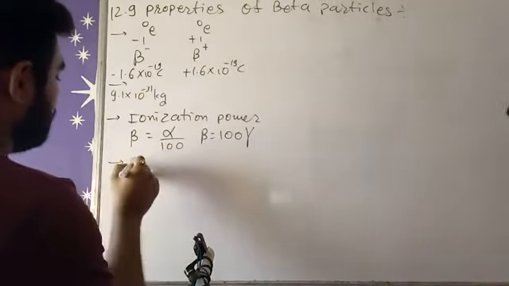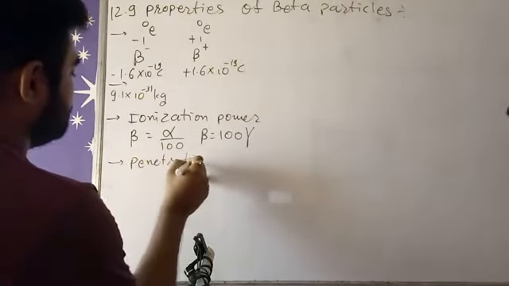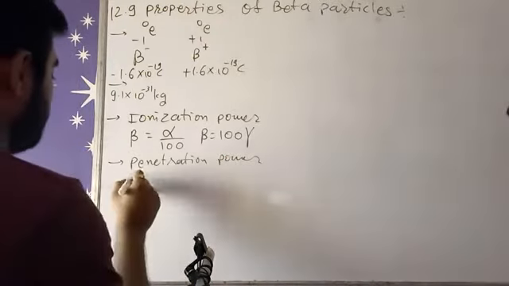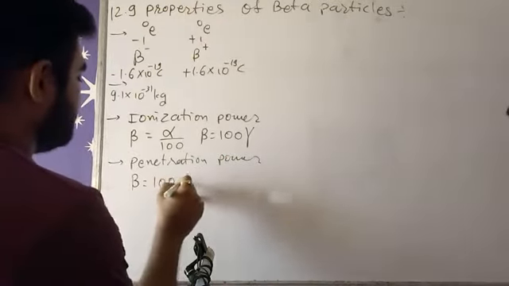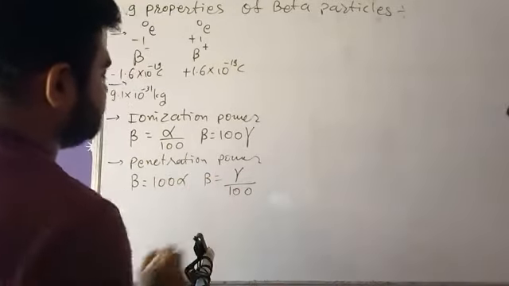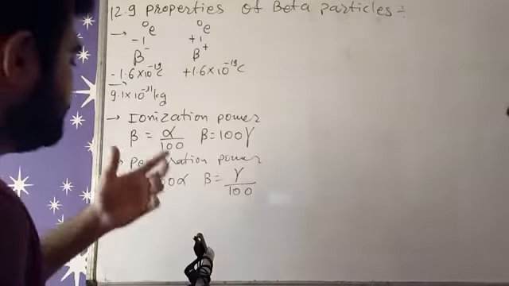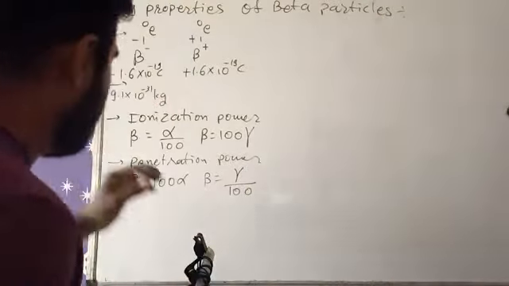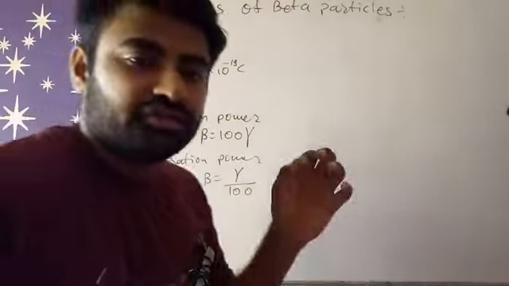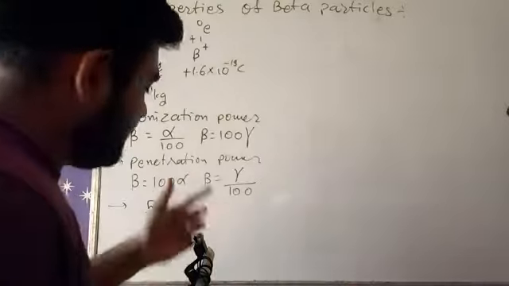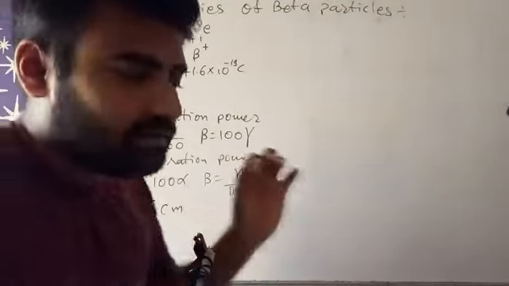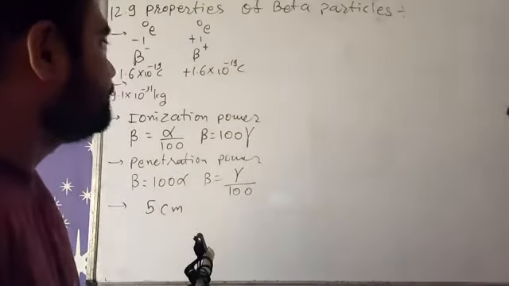And now we are talking about penetration power. For penetration power it is completely opposite. Beta is equal to 100 into alpha, but here beta is equal to gamma by 100. So beta can penetrate more, and that penetration distance is approximately 5 centimeter in a thick sheet plate, right? It is aluminum foil. For aluminum foil also, beta particle can penetrate up to 5 centimeter.